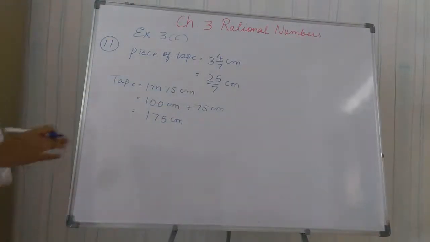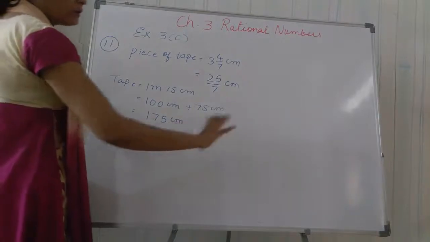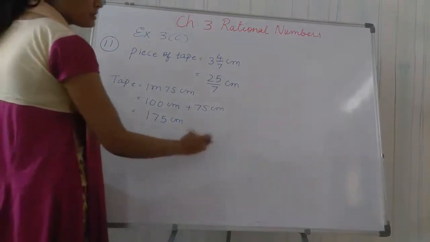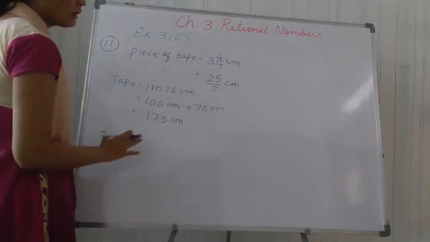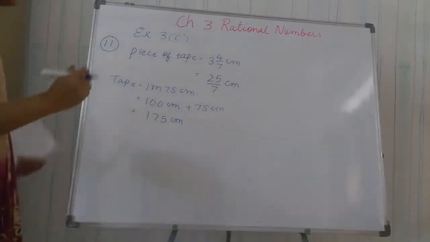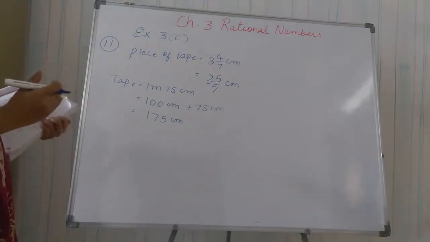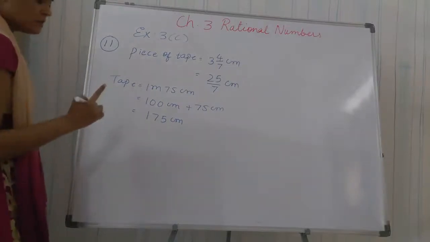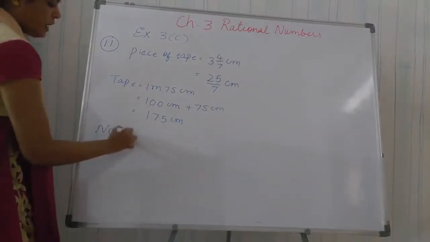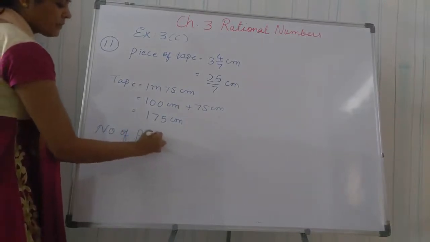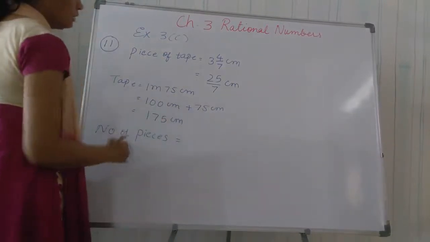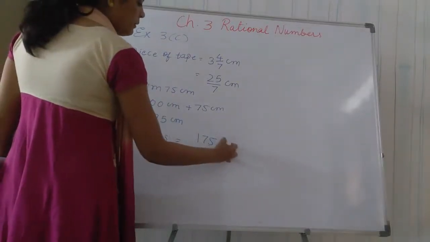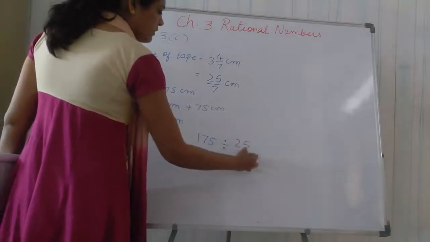So it means, whenever, students, some big thing is given, आपको एक बड़ा रोप दिया है और उसमें से छोटे छोटे पीसेस करना है, उसका मीनिंग है कि हमें कुछ डिवाइड करना है, कुछ छोटा बनाना है. छोटा बनाना है तो उसका मीनिंग है डिवीजन आएगा, right? So how many means number of pieces we want to find. Number of pieces we get is equal to the tape size, that is 175 divided by 25 by 7.